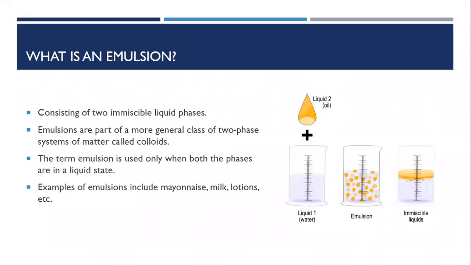Starting with the definition of emulsion, trying to get a basic concept of emulsion. Emulsions are biphasic liquid systems consisting of two immiscible liquid phases. These phases are present in such a way that one phase is dispersed in the other continuous phase. Emulsions are part of a more general class of two-phase systems of matter called colloids. Although the terms colloid and emulsion are sometimes used interchangeably, the term emulsion is used only when both the phases are in liquid state. The examples can be mayonnaise, milk, lotion, etc.